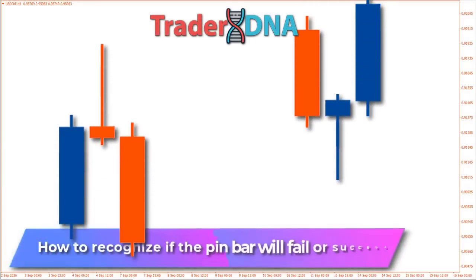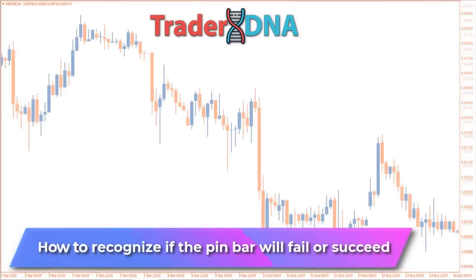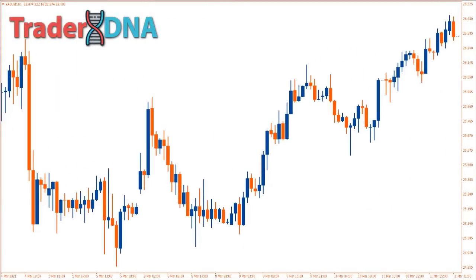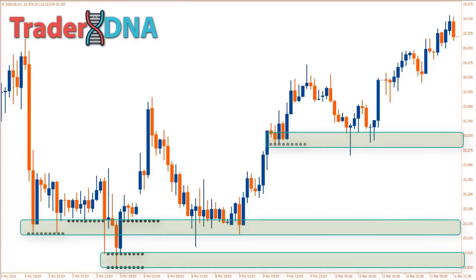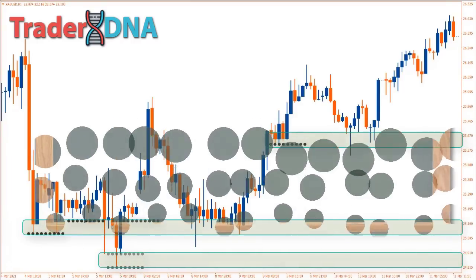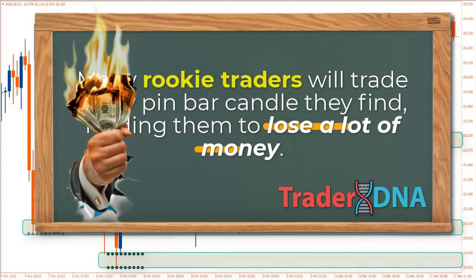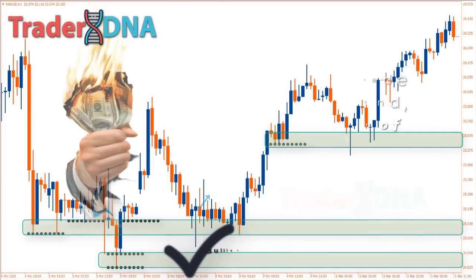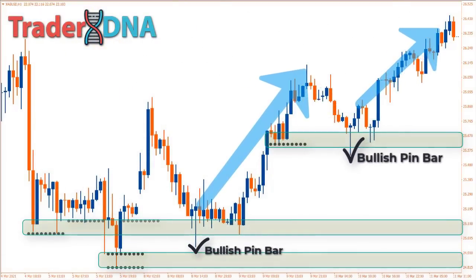How to recognize if the pin bar will fail or succeed? In order to be a valid tradable pattern, the pin bar must form near support or resistance levels. This is a key point in trading pin bars. Many rookie traders will trade every pin bar candle they find, leading them to lose a lot of money. Pro traders will trade only valid setups with well-defined rules, which we will define right now.